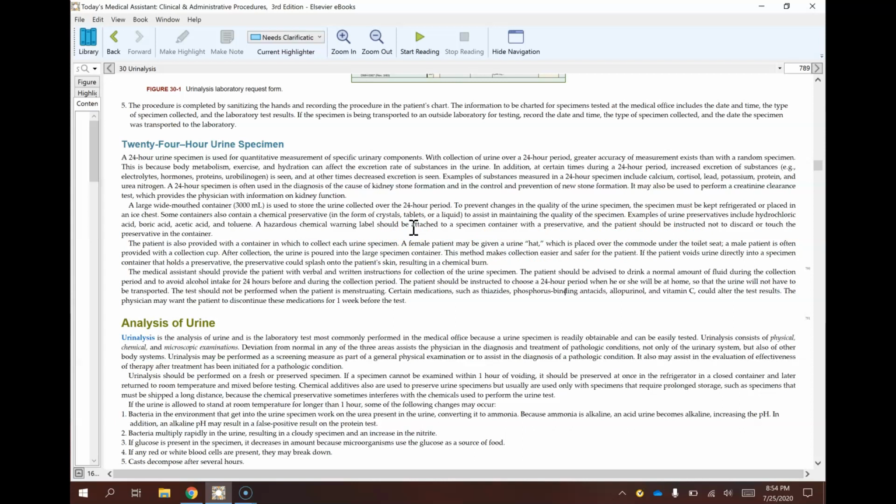There are times when the patient will be instructed to stop off at the lab and pick up a special container that has a preservative in order to keep the quality of the 24-hour specimen. Some of the preservatives include hydrochloric acid, boric acid, acetic acid, and toluene. Anytime the container does contain a preservative, a hazardous chemical warning should be on that container.